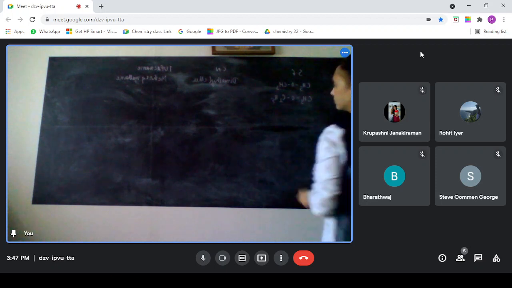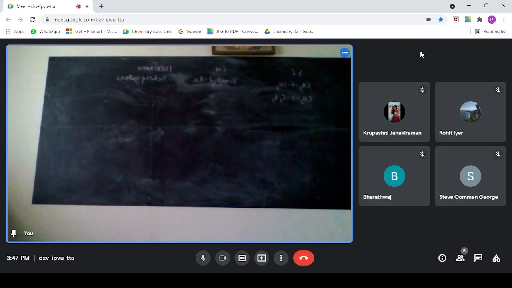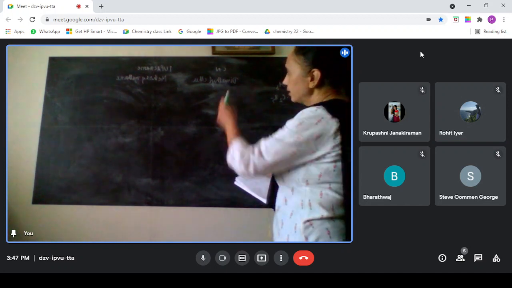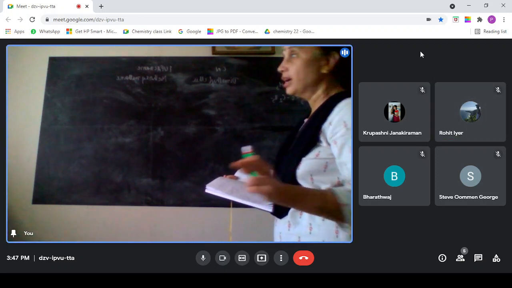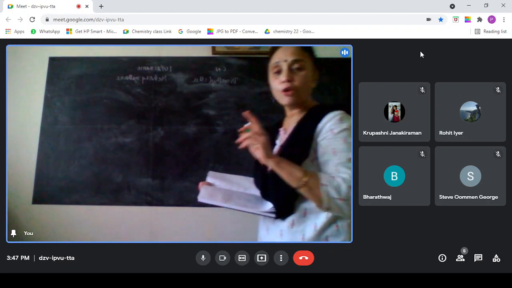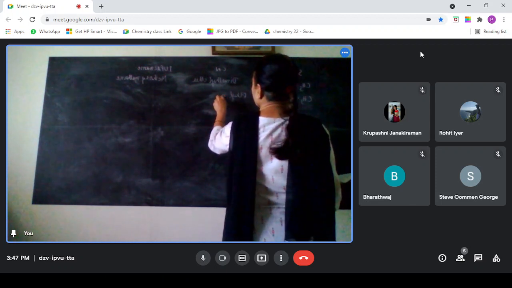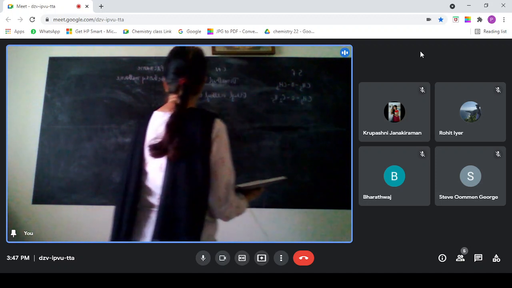CH3OC2H5. Rohit. Ma'am, ethyl methyl ether. Very good. Ethyl methyl ether and IUPAC name? Methoxyethane. See, ethyl, methyl both are there. Put it in the alphabetical order. E comes first. So, ethyl, methyl, ether. Very good. And oxygen should be taken along with the smaller group.